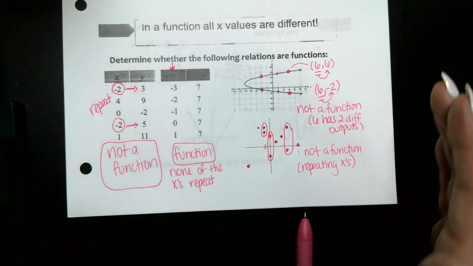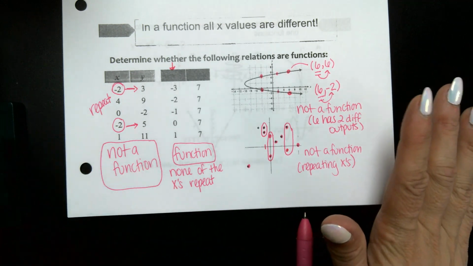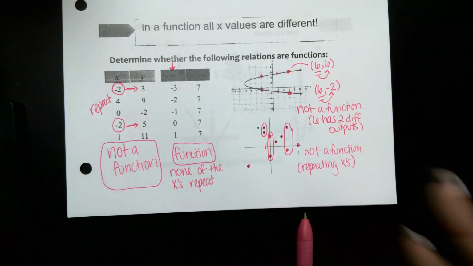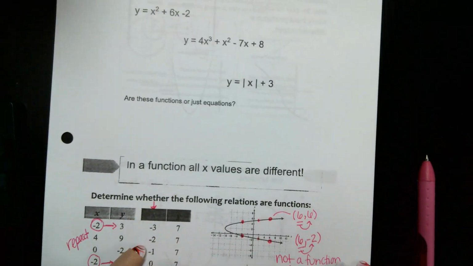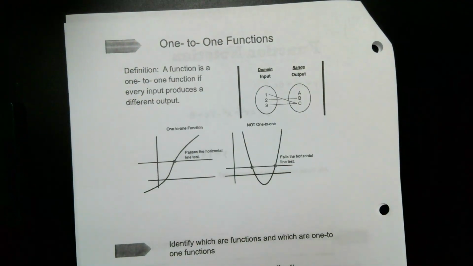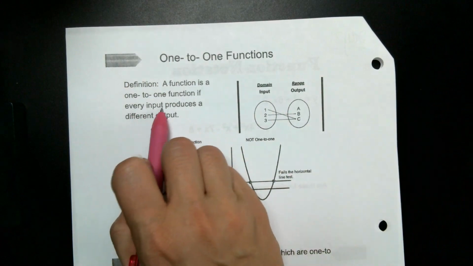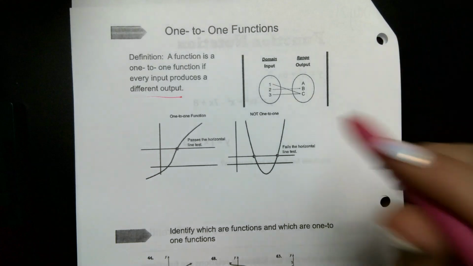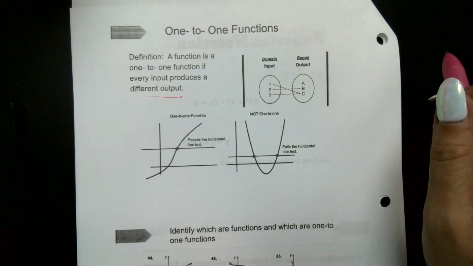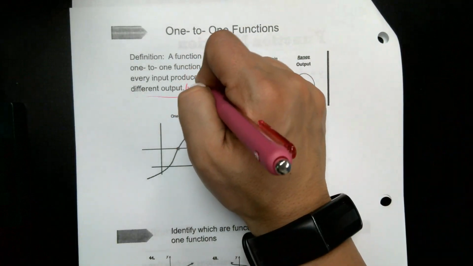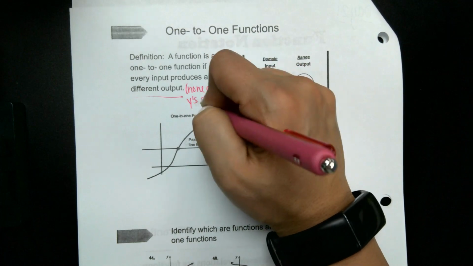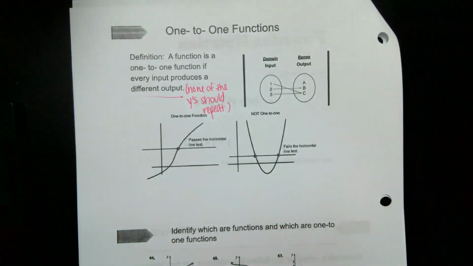Now, I just talked about how to figure out if something was a function. In order for it to be a function, none of your x's should repeat and have different y values. On the next page, they're going to talk about, okay, well, if I give you a function, is it 1 to 1? Well, if it's 1 to 1, every input produces a different output. So now they're saying that none of your y values should repeat. Okay? So none of the y's should repeat if it's 1 to 1.